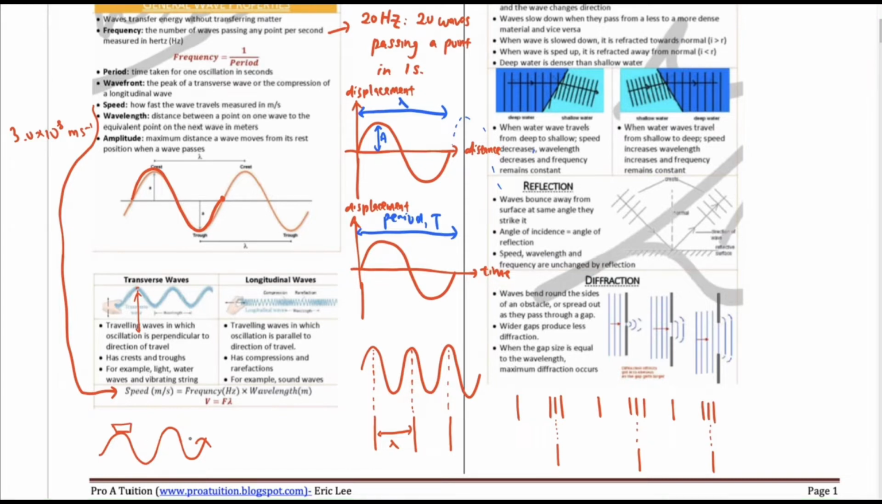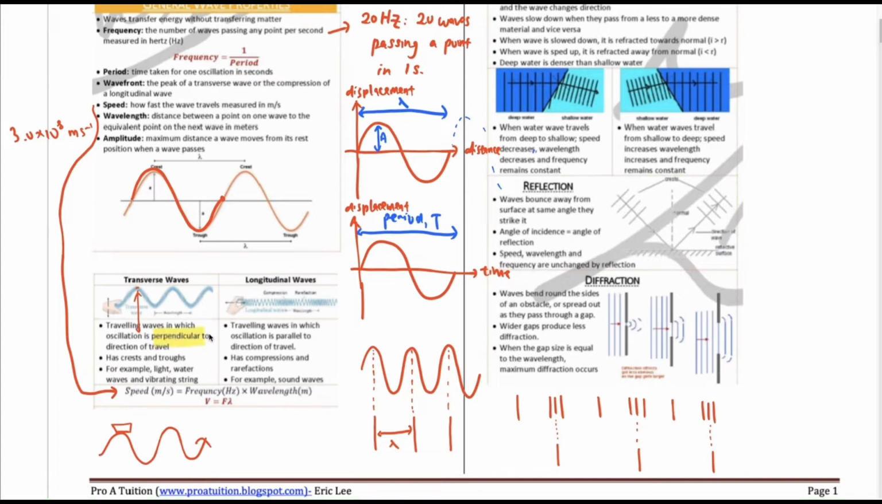Okay, so what moves in front is the wave and the energy. Now it has crests and troughs. Crest is maximum, trough is minimum. For example, light, not just light, all the electromagnetic waves, water wave, vibrating string. Okay, now let's compare.